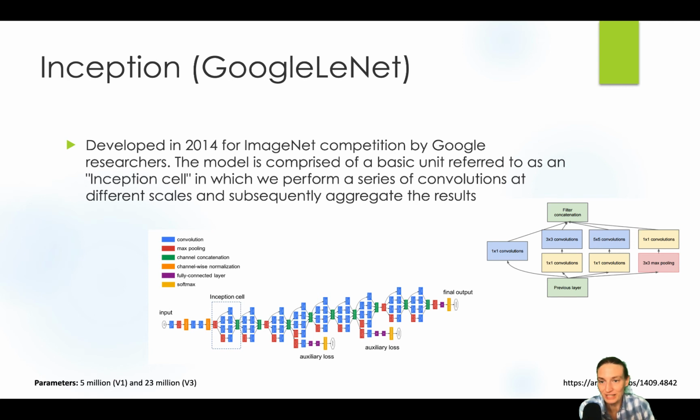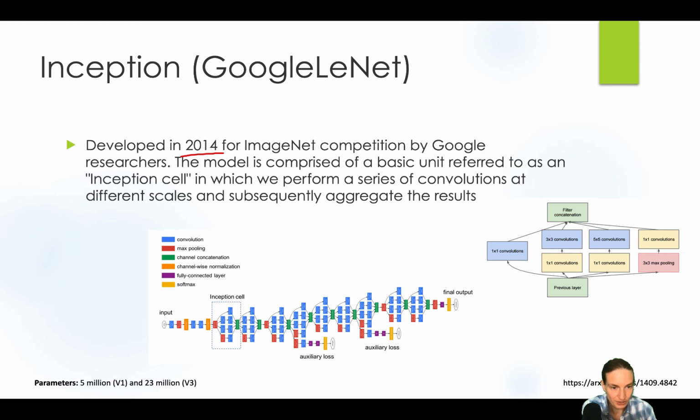Then we go to the Inception Net developed by Google, again same year, for this ImageNet competition. The model basically is comprised of a basic unit referred to as an inception cell that performs a series of convolutions at different scales and subsequently aggregates the result. So what does it do?